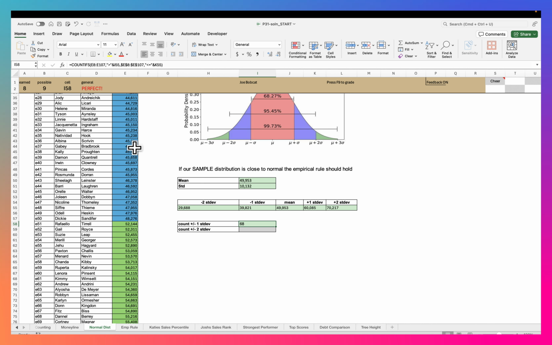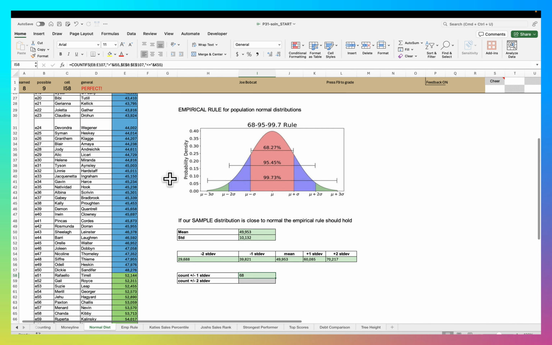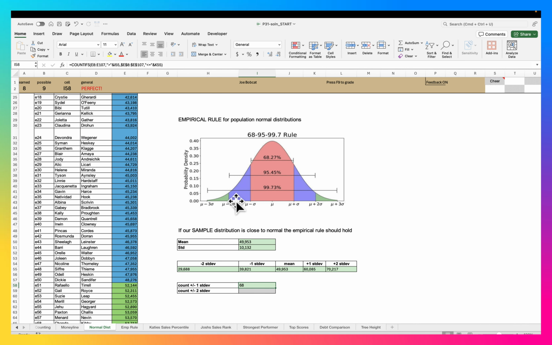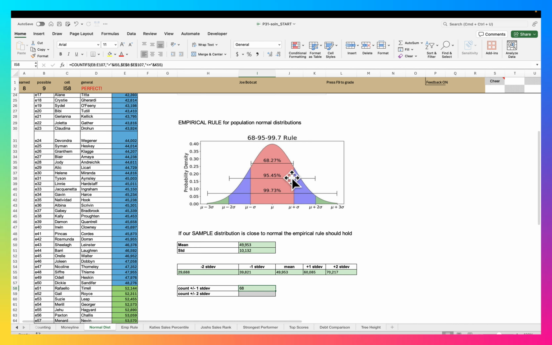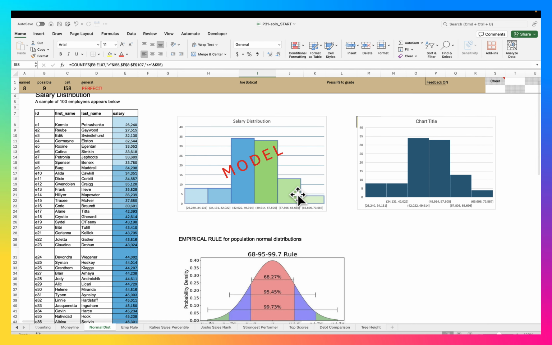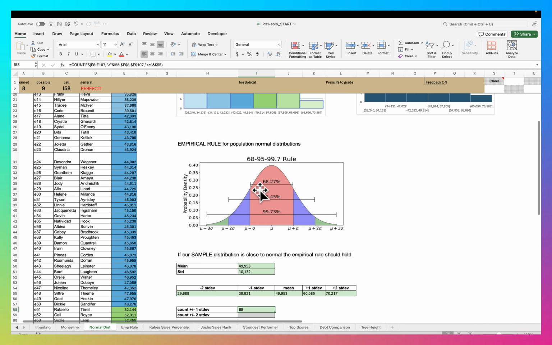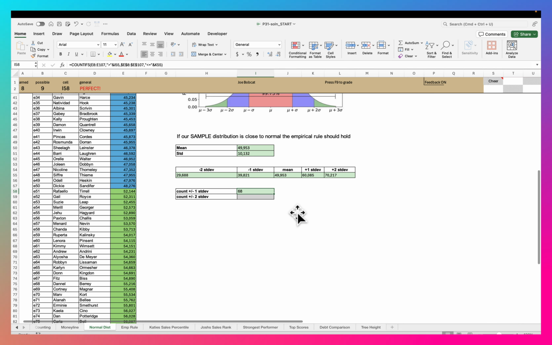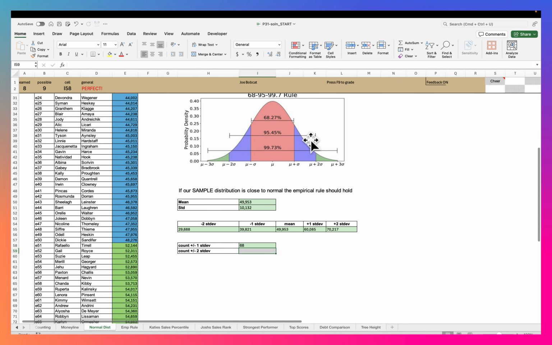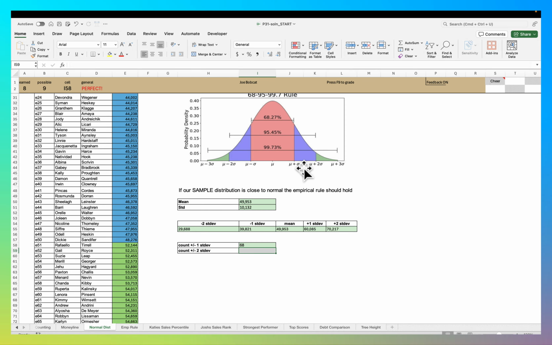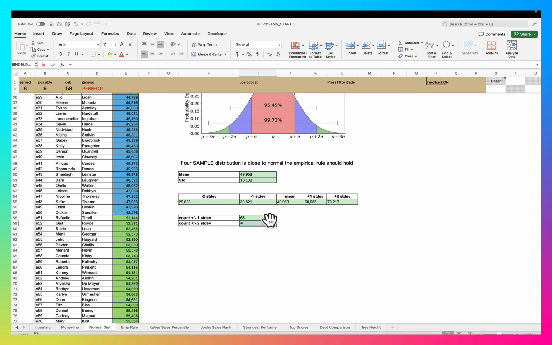Since there were 100 entries here, that means 68% of these entries followed this empirical rule, which helps lend support to this data actually being normally distributed, even though it doesn't look like a perfect bell curve in the same way that this one does. Okay, and then we can test again for 2 standard deviations, which we would expect to be 95.45% of all our observations. Let's see if that's true.